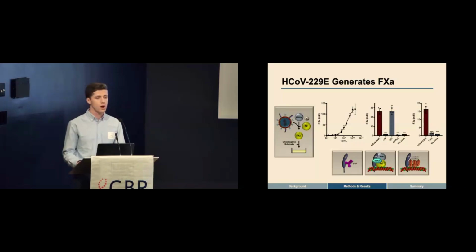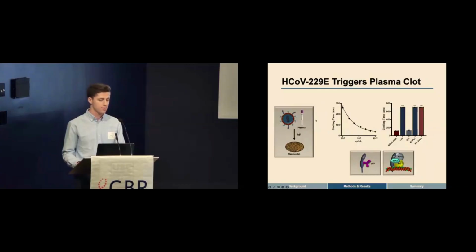we wanted to see whether or not it can overcome intrinsic anticoagulants in plasma. So for this assay, we used purified virus as well as pooled human plasma. We initiated the reaction with calcium, and then we measured the amount of time that it took for a fibrin clot to form. So we can see on this axis here, as we add more and more virus particles, there was a dose-dependent reduction in clotting time.